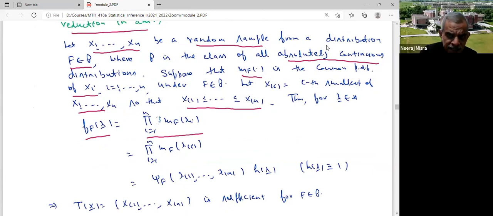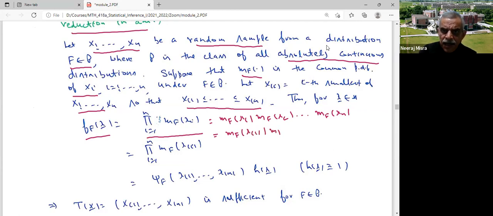Now note that since f is the same, this is the same as f of x1, f of x2, and finally f of xn. Now since this f is the same, I can always rearrange them in such a way that wherever the argument is the smallest one, I keep that as first. This can always be written as f of x(1), then I keep f of x(2), and so on, finally f of x(n).